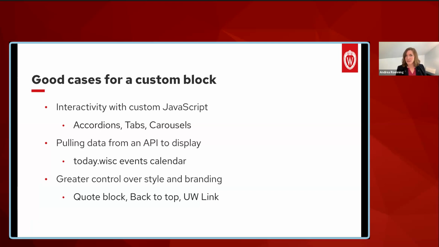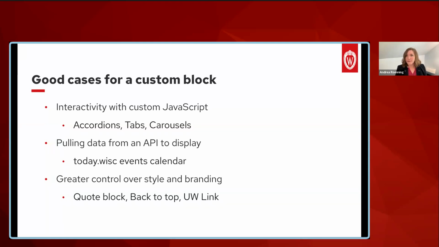Another good reason is if you're pulling in data from an API. We do this to pull in events from today.wisc.edu, which is our central campus calendar, and we use an API to fetch that data, and then you can display events on your own website. And sometimes if you build a custom block, you get greater control over the look and feel or the HTML structure, and that might be its own reason to build a custom block. You can add classes to the outer wrapper that can't be removed, and you can more easily limit what's entered into that block.